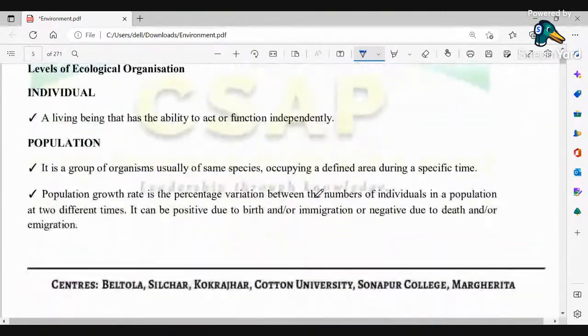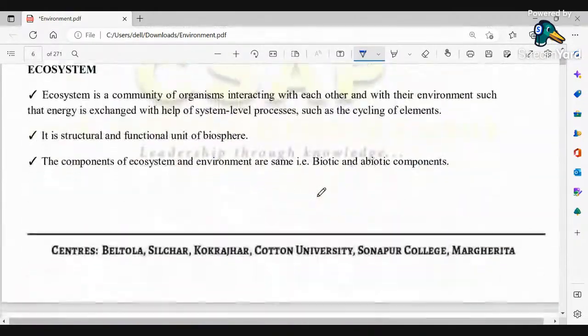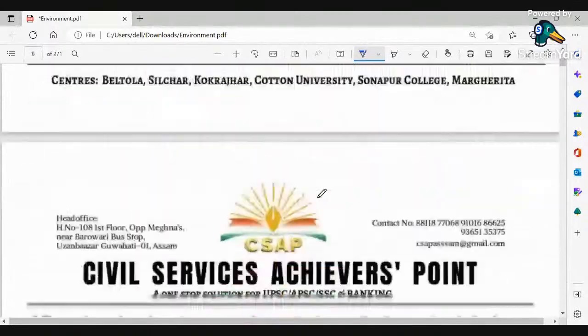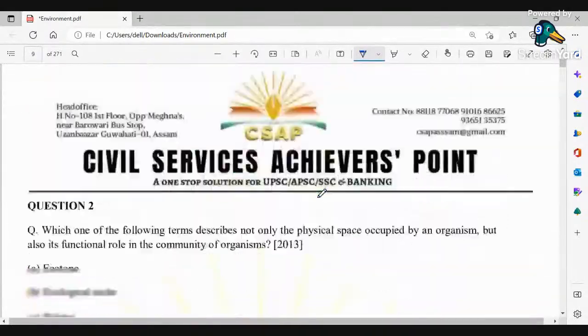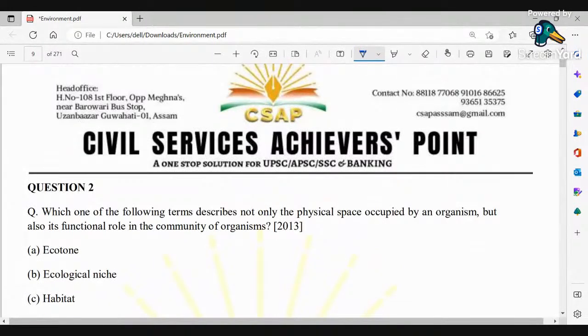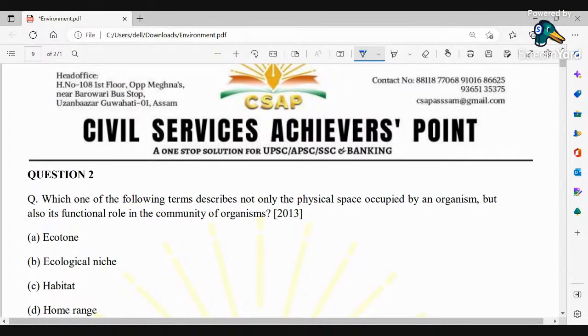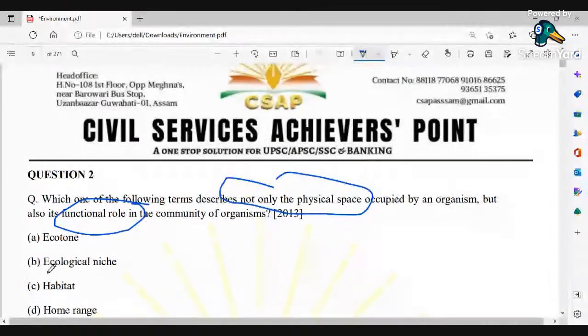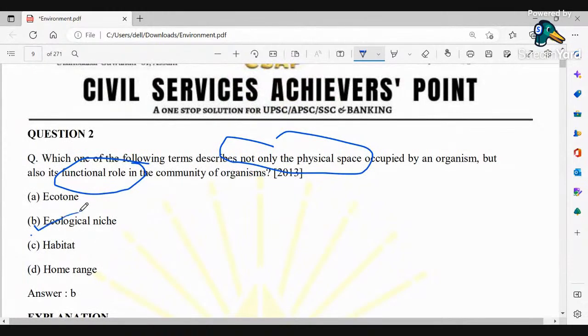Now, coming to the next question. So we have got wider definitions over here. Okay, everything is clearly defined over here. Which one of the following terms describes not only the physical space occupied by an organism but also its functional role in the community of organisms? Ecotone, ecological niche, habitat, and home range. Okay, so here the correct option is ecological niche.